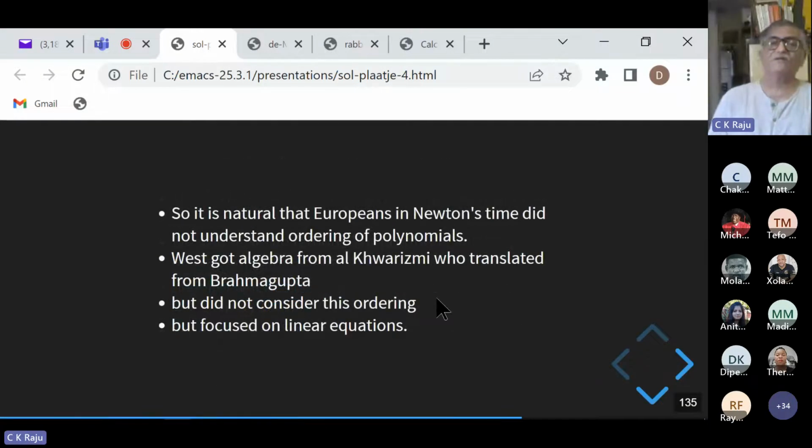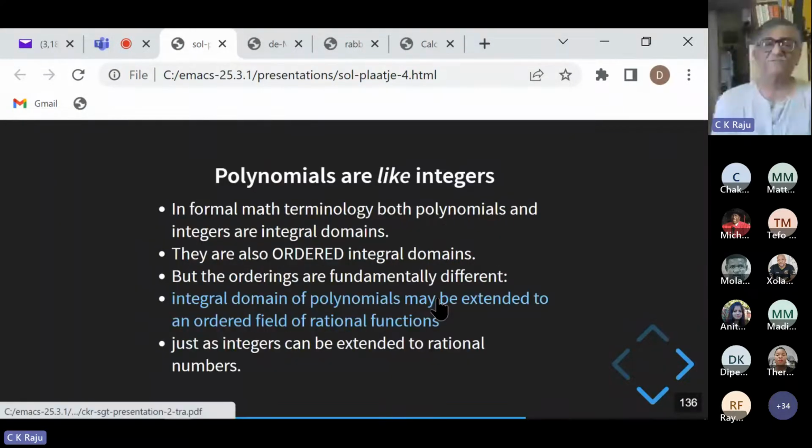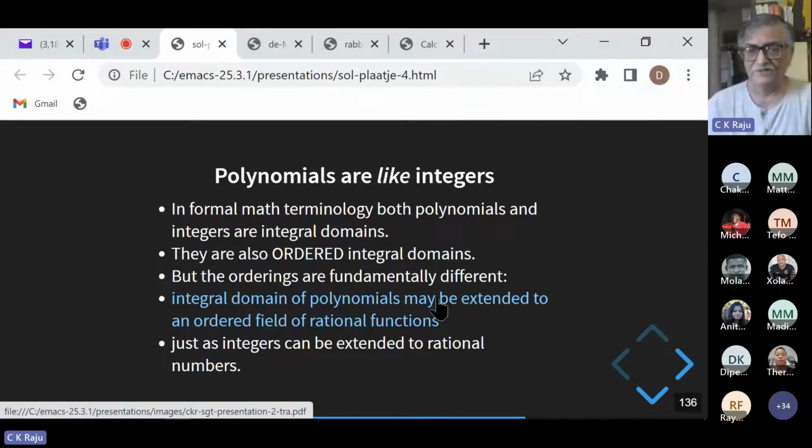Therefore, it is natural that Europeans in Newton's time did not understand the ordering of polynomials. Brahmagupta started polynomials. He called it Avyak Ganit. So it's just like arithmetic, we're using an X. So the West got its algebra from Al-Khwarizmi, who translated only a part of Brahmagupta and did not consider the ordering. He was focused on linear equations, which he thought was the practical value. So polynomials are like integers.